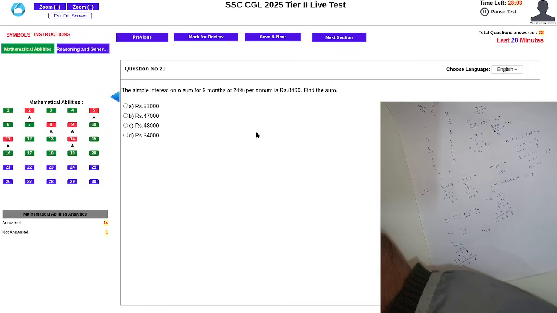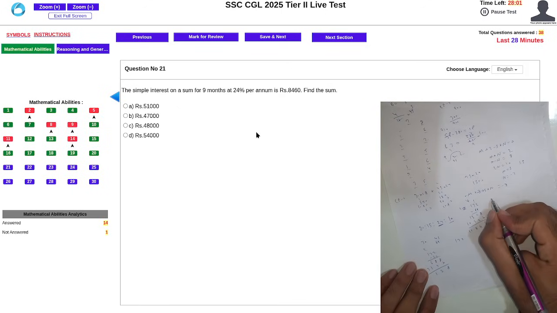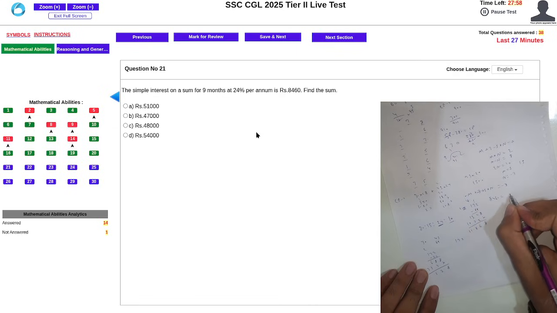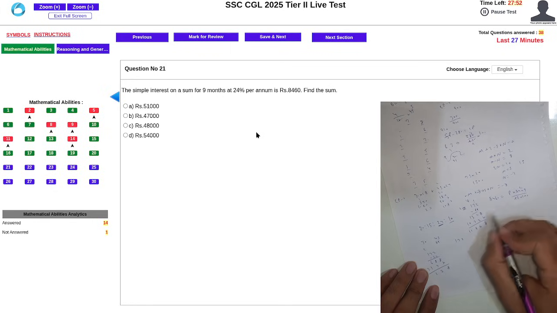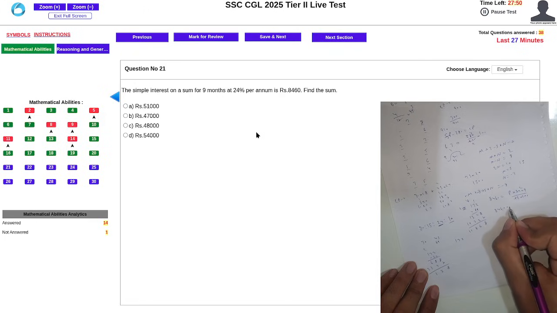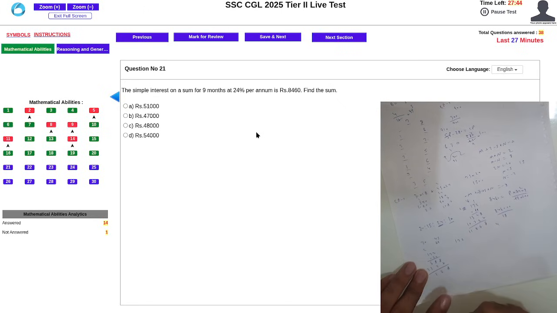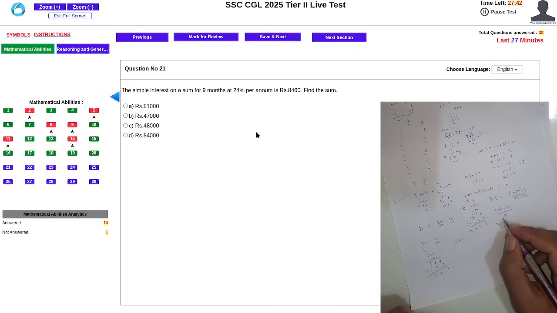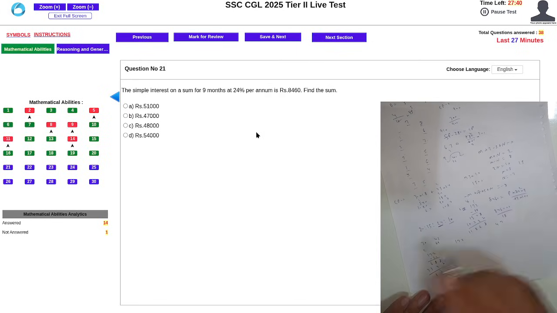Income for 9 months, so 8460 equals P into 24 into 90 into 100, 2 8 4 6 0 8 18. 5 4 72 126, 57.